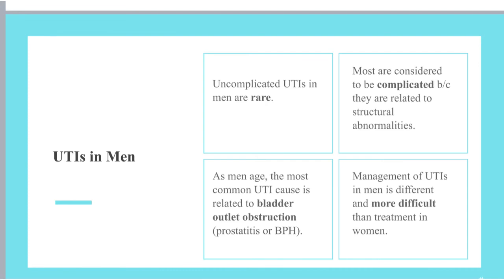Uncomplicated UTIs, or just cystitis, is rare in men, and so most are considered complicated just because of related structural abnormalities that are causing the UTI. As men get older, the most common UTI cause is bladder outlet obstruction, and this is commonly caused by prostatitis or benign prostatic hypertrophy. We manage UTIs differently, and they tend to be a little more difficult to eradicate than when we treat female patients.